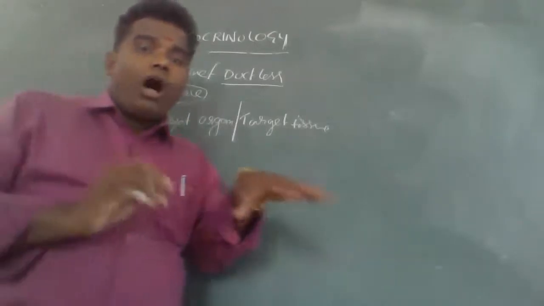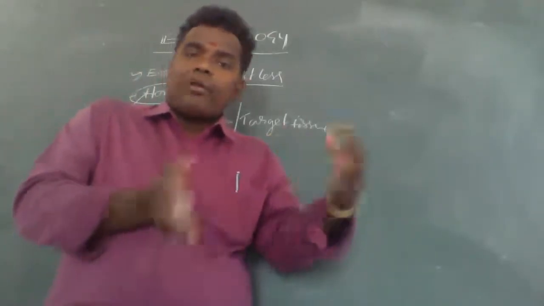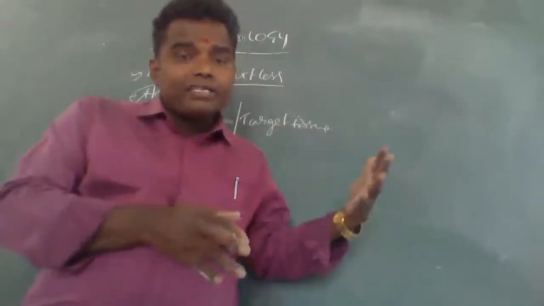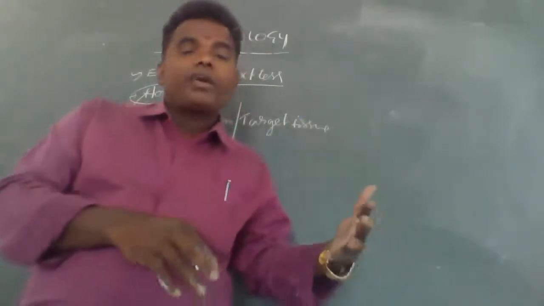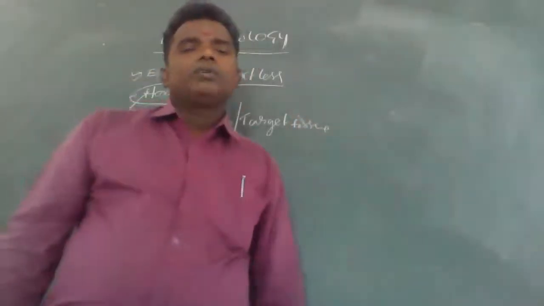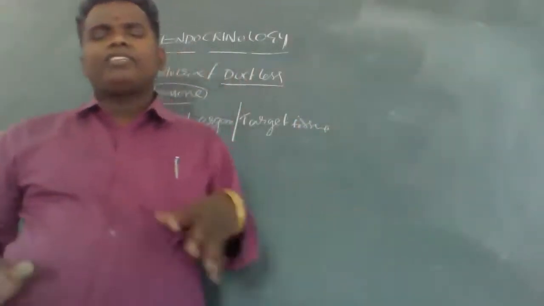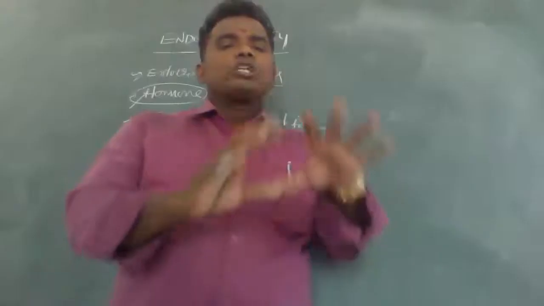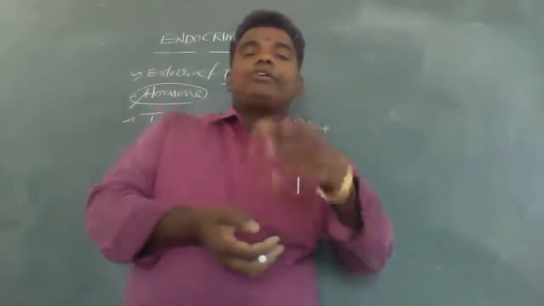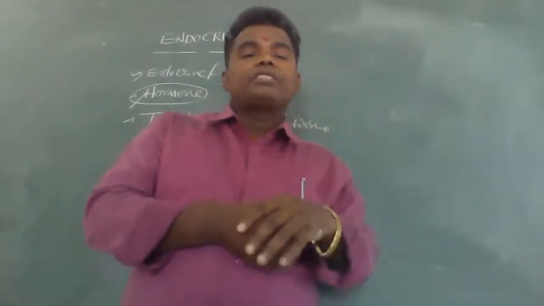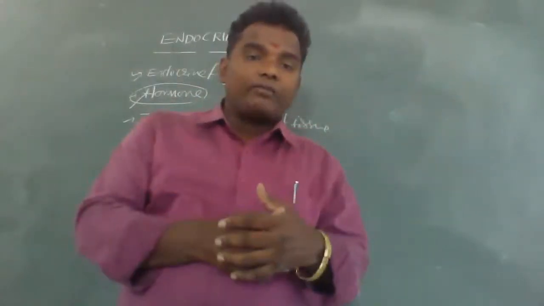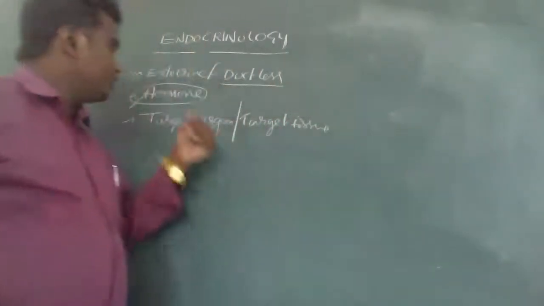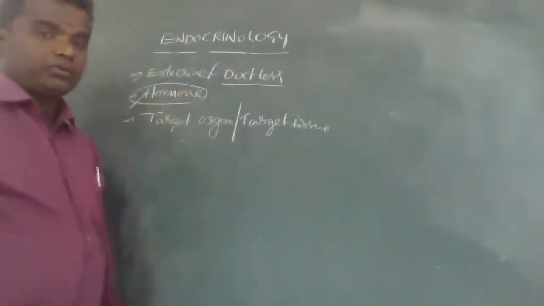These hormones are made up of amino acids, sometimes glycoproteins, glycolipids, proteins, peptides and lipids. Based on what they are made up of, hormones can be divided into different types, but that is not our syllabus. So that is the chemical nature of hormones.